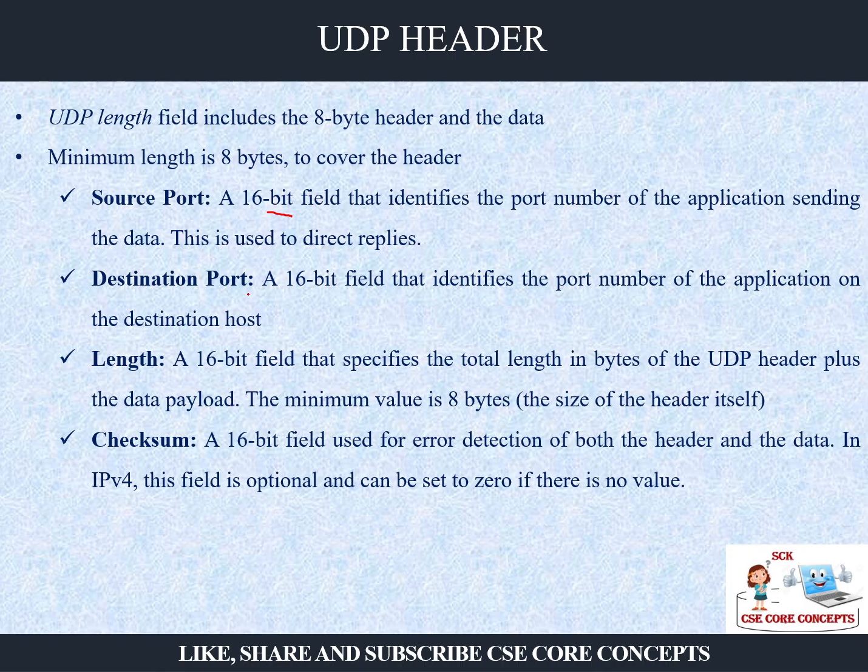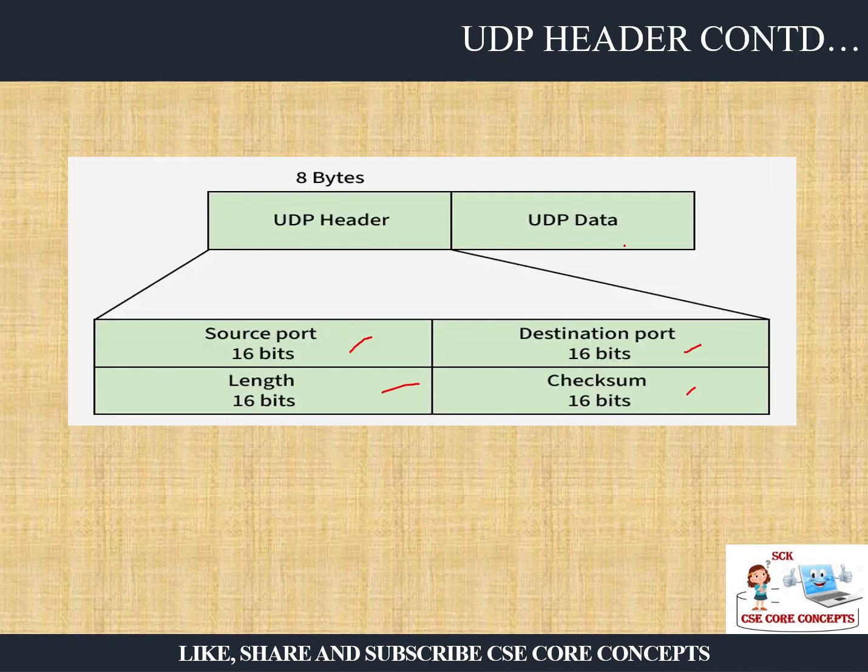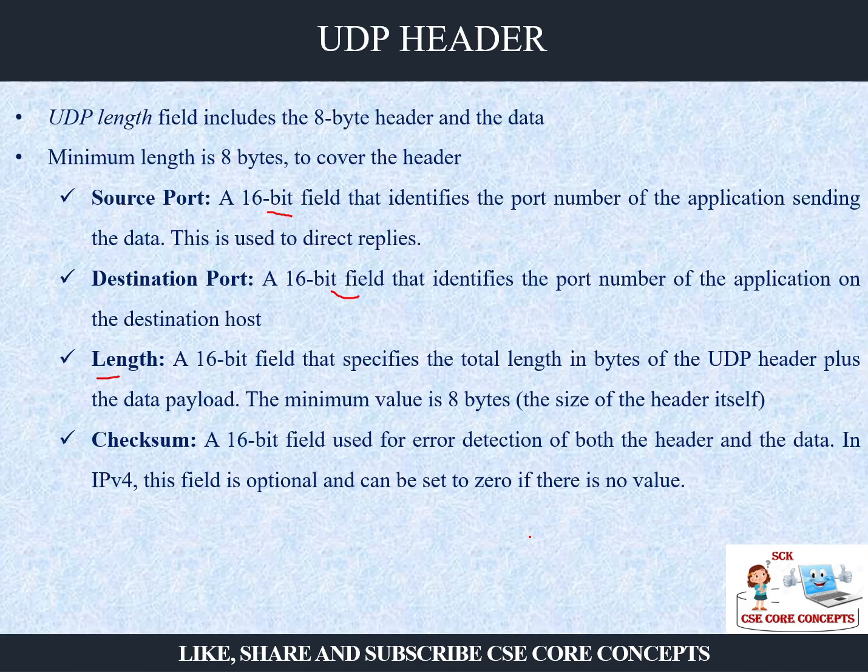Next comes the destination port, to whom you are sending. That is again a 16-bit field, giving the port number of the application on the destination host. Then comes the length field. Length is again a 16-bit field that specifies the total length of the UDP segment, header plus the data payload. The total size is given because the data payload is of variable length. The 8 bytes of header are fixed, but the data is not fixed. So the data plus the header, whatever the total length, is given in the length field.